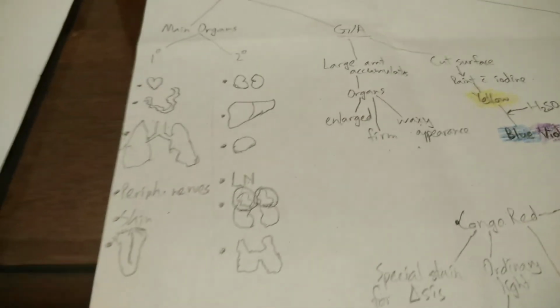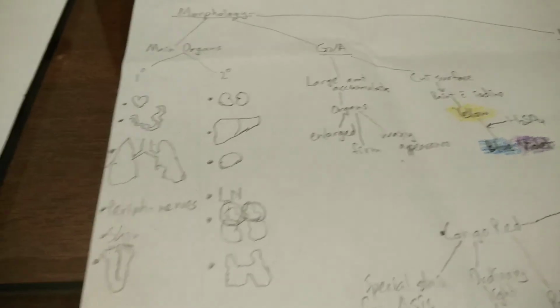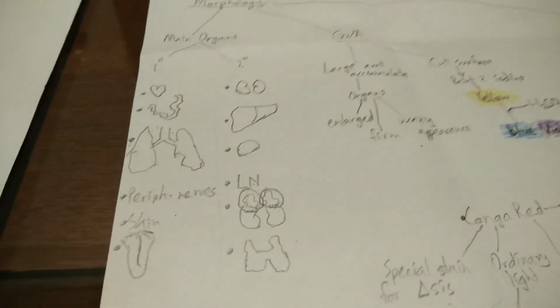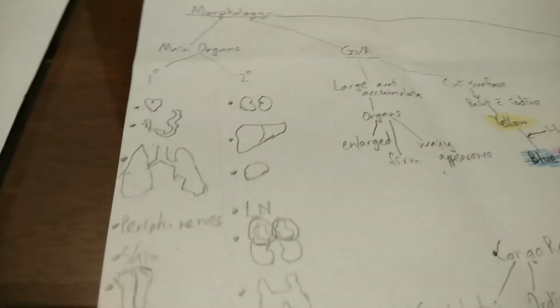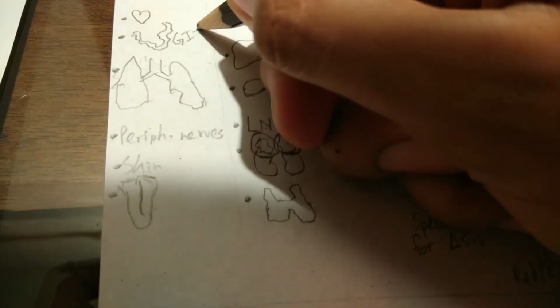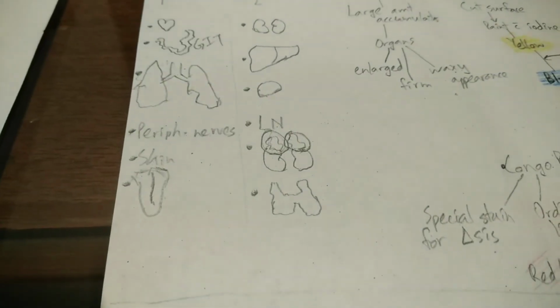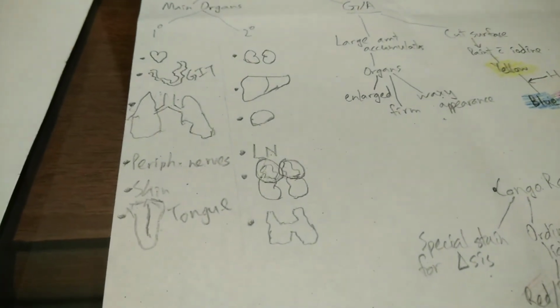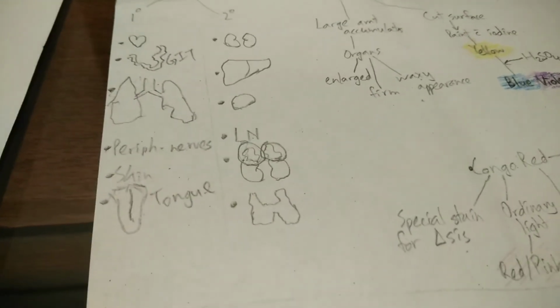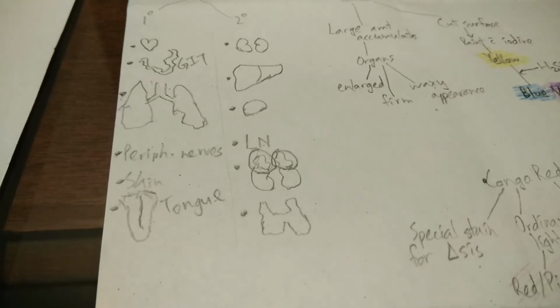The main organs affected in primary amyloidosis are the heart, the gastrointestinal tract, that was supposed to be the intestine, so let me just write GIT here. GIT, lungs, peripheral nerves, skin, and the tongue. Just write tongue if you can't identify it as tongue. So you find the heart, gastrointestinal tract, lungs, peripheral nerves, skin, and tongue being affected the most.